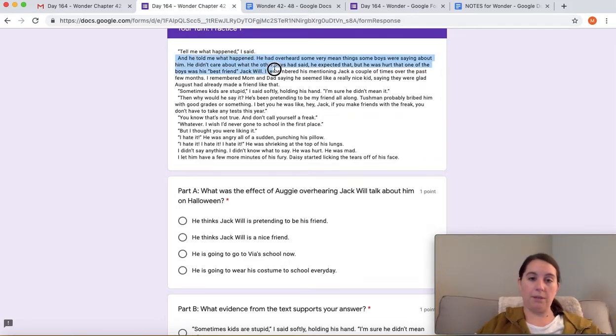And he told me what happened. He had overheard some very mean things about some boys who were talking about him. He didn't care what the other boys said. He expected that. But he was hurt by one of the boys, his best friend, Jack Will. I remembered his mentioning Jack a couple of times over the past few months. I remembered Mom and Dad saying that he seemed like a really nice kid, and they were glad August had already met a friend like that.